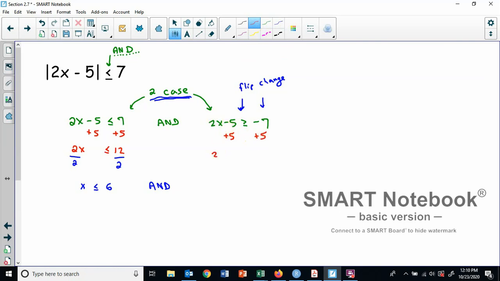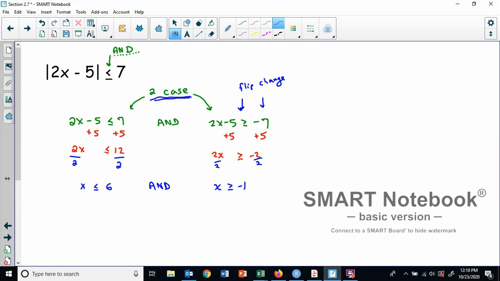Now that's 2x is greater than or equal to, now be really careful here, negative 7 plus 5 is negative 2. And then I get to divide both sides by 2. And so x is greater than or equal to negative 2 divided by positive 2 is negative 1.